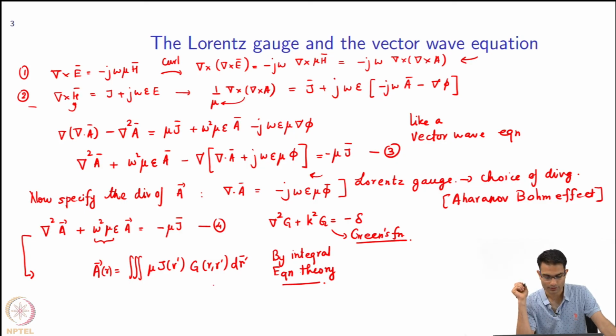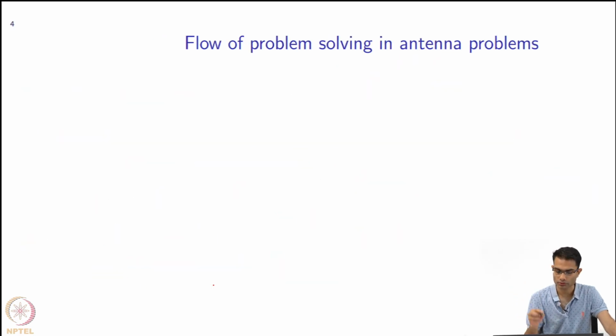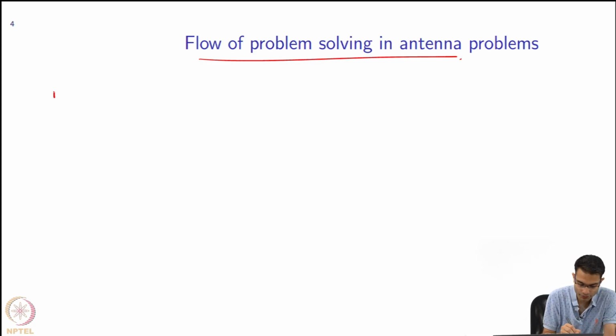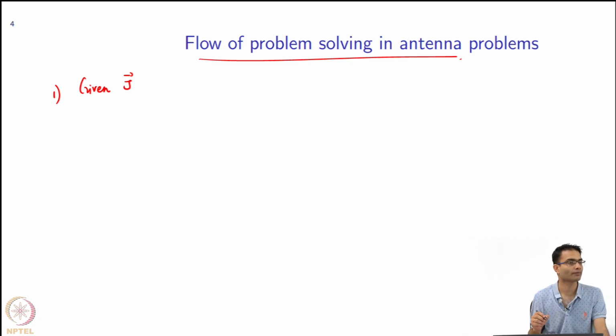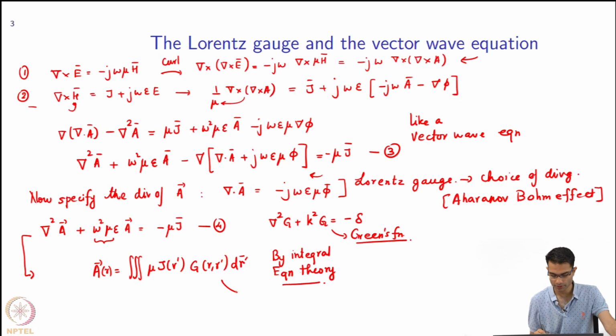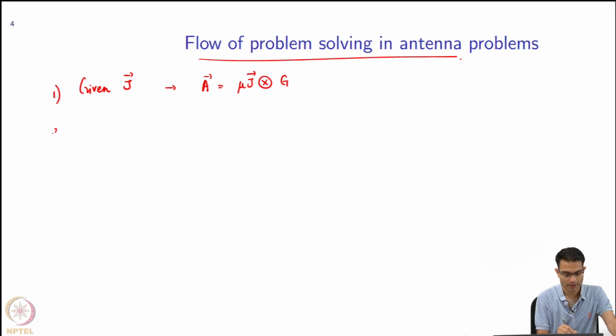So, let us just summarize what we have, the flow of the problem. What is given to you in any problem is, let us say, the current J. If I give you the current that is flowing in some antenna, I can find A as the convolution of mu J and G from this equation, equation 5. That means I get A. The second thing, once I get A, is to obtain H from it.